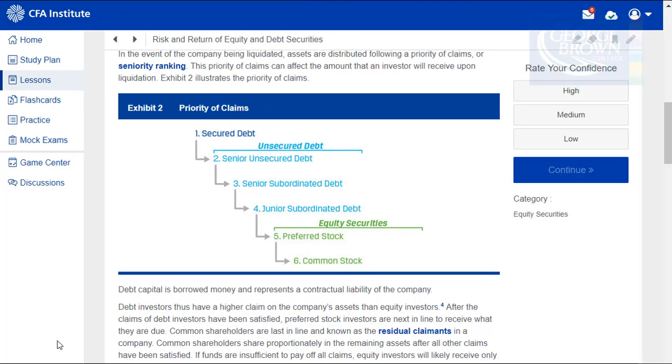So here I am very quickly in the learning ecosystem in the lesson. And you can see Exhibit 2 here in this chapter, priority claims. We're starting with the secured debt, then we get the unsecured debt.